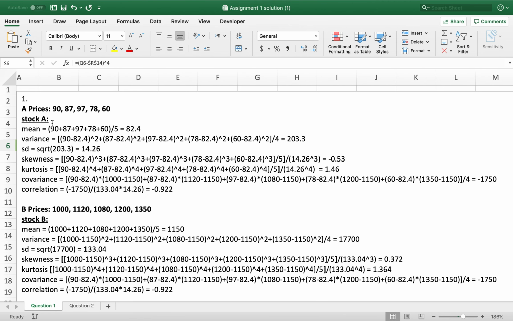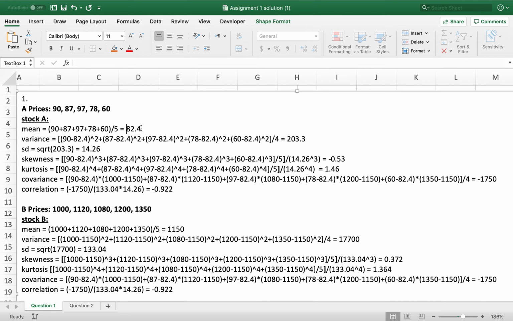So as you can see for stock A, these are the prices. He takes 90 plus 87 plus 97 plus 78 plus 60, divides by the total number of stocks, which in this case is 5, and gets 82.4. And he does the same thing for stock B. He divides by the 5 prices that we have, divides by 5, and gets the mean.